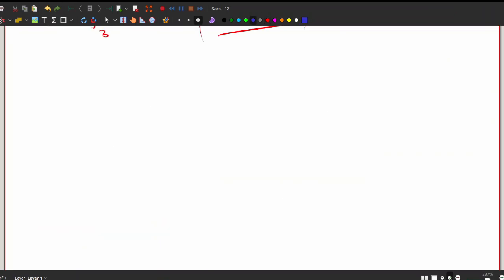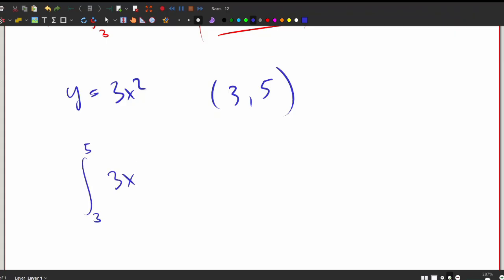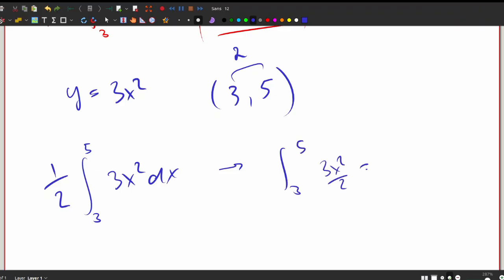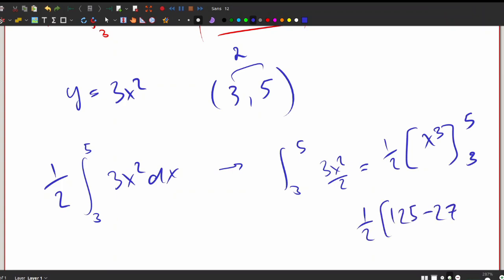Alright, for example, let's find the average value of the function y is equal to 3x squared on the interval 3, 5. Firstly, we have to take the integral, which is the integral from 3 to 5 of 3x squared dx, and then we have to divide by the range. Now the range here is just 5 minus 3, which is 2. Now this is just equal to the integral from 3 to 5 is equal to 1/2 of 125 minus 27, which equals 49. So the average value of this function on this interval is 49.